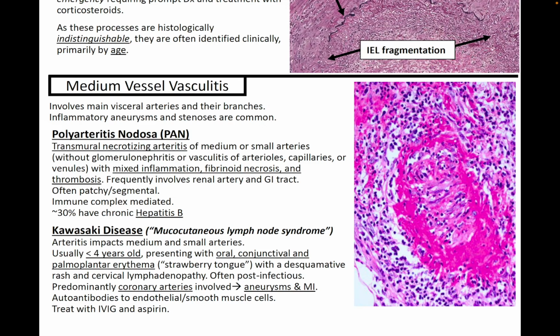In Kawasaki disease, there are autoantibodies to endothelial smooth muscle cells, and you treat this with IVIG and aspirin. And here's an example of what you may see under the microscope for a medium vessel vasculitis. You can appreciate tons of inflammation, fibrinoid necrosis, and maybe even some thrombosis.